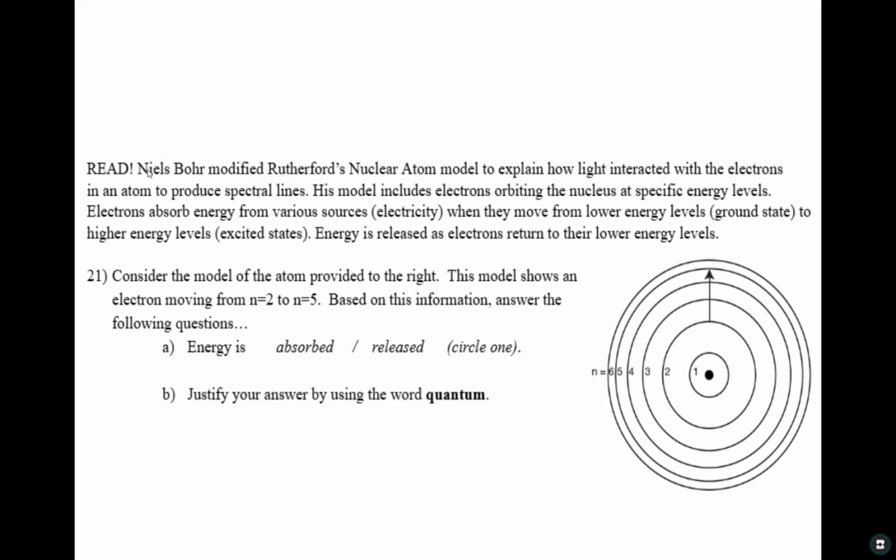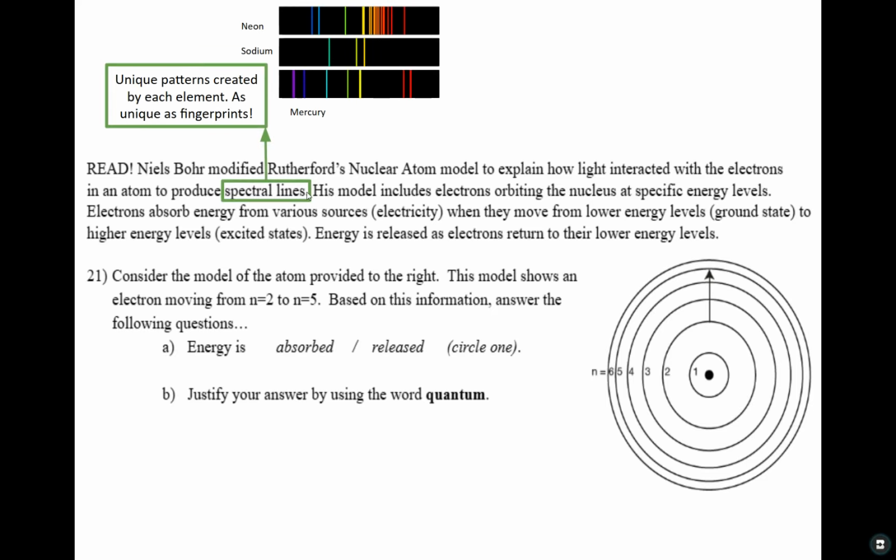Okay, so when we read it again, let's add in our annotations. Niels Bohr modified Rutherford's nuclear atom model to explain how light interacted with the electrons in an atom to produce spectral lines. Okay, so spectral lines are unique patterns that are created by each element when we view them through a spectroscope. We're going to be looking through spectroscopes soon.